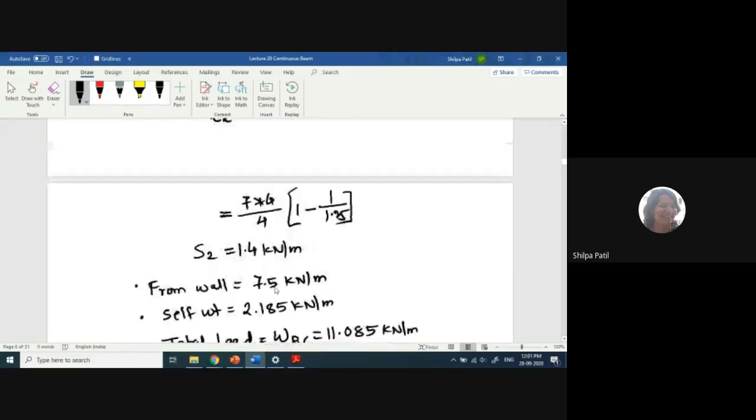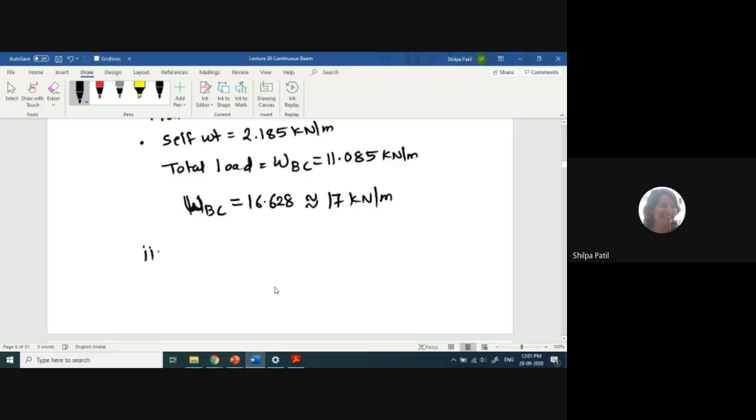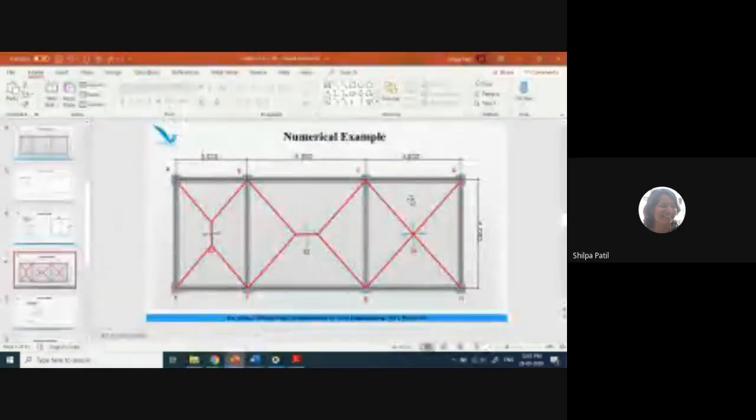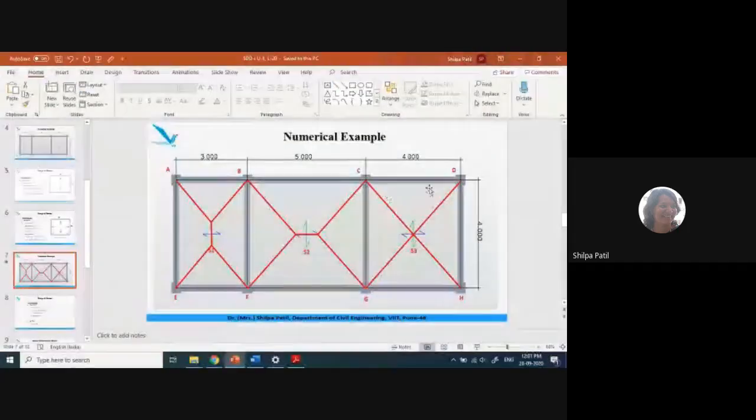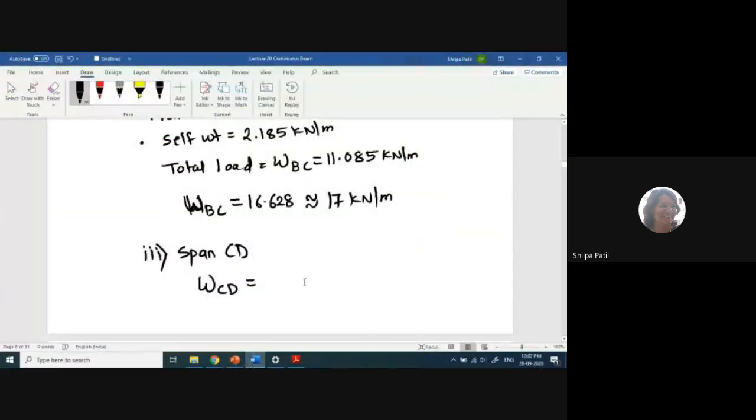Now similarly find out for span CD. You directly tell me the total load now. Span CD, all of you do the calculation. Now, how to consider the load from the slab? From slab S3, the triangular load you have to consider. The formula is WLX by 4. That formula you have to use and find out the load. So tell me the value quickly. 16.685.